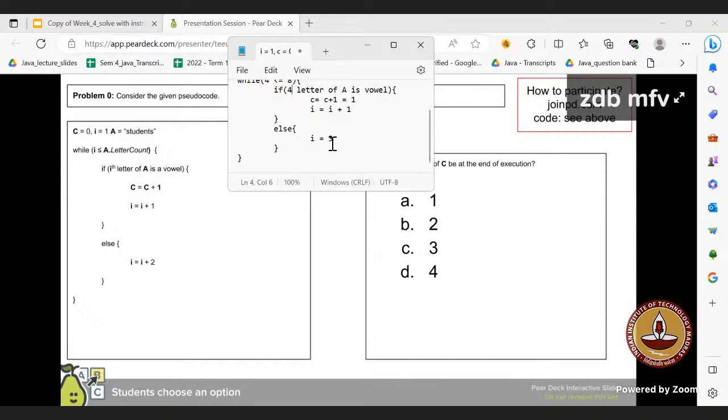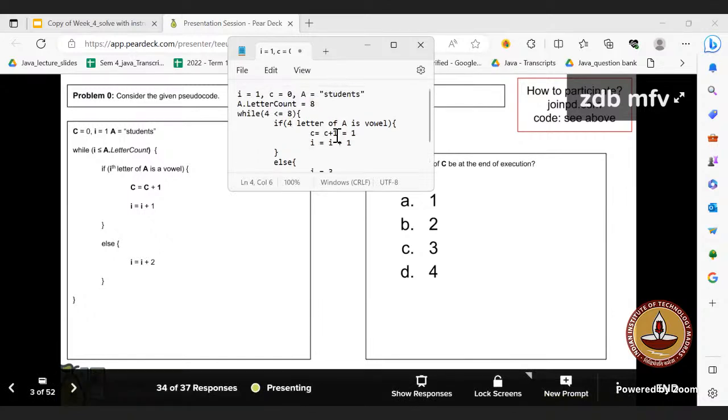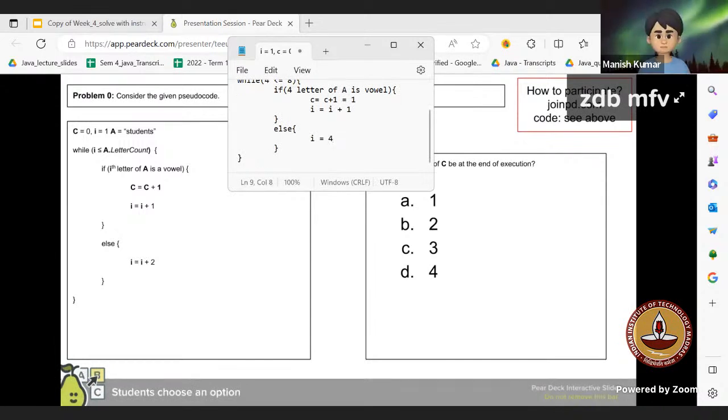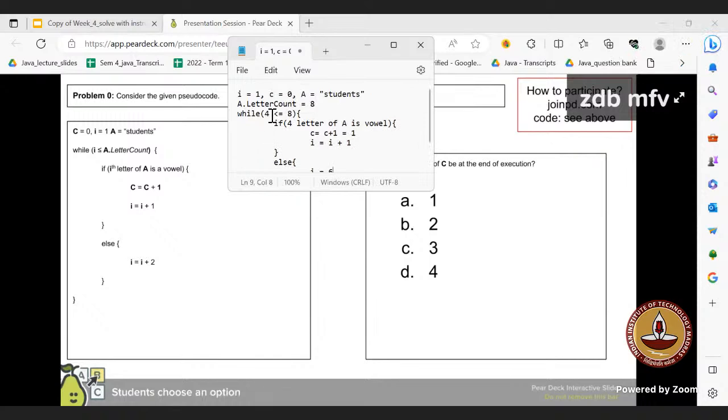So we'll go to the else part. In the else part, what we are doing? I equal to I plus 2. So I plus 2, 4 plus 2 is nothing but 6, right? Yes, ma'am. So it will be updated to 6. Now we will again check whether 6 is less than or equal to 8. Yes. What is our sixth letter? N, no? Yes, ma'am. N.